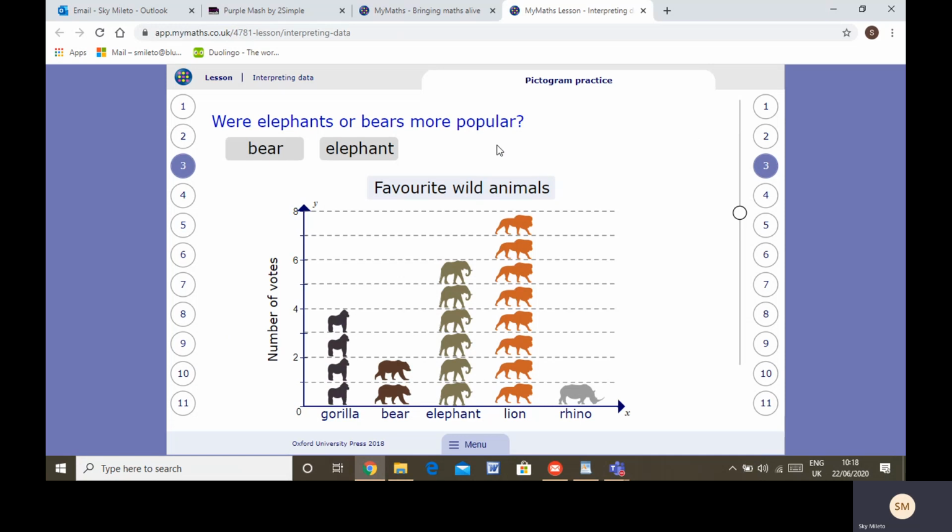Were elephants or bears more popular? So we look at elephants, we can see that 6 people liked elephants. Let's look at the bears. We can see only 2 people like bears. Therefore, the elephants are more popular.